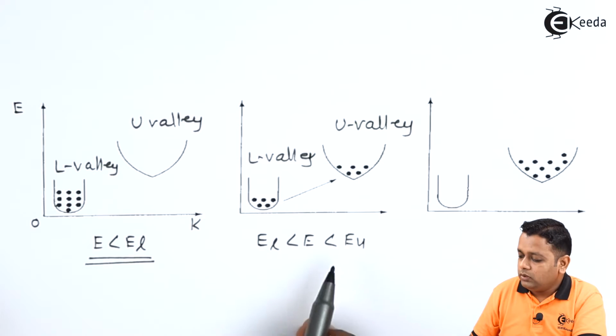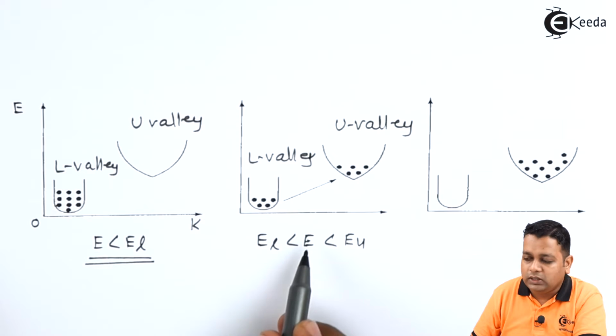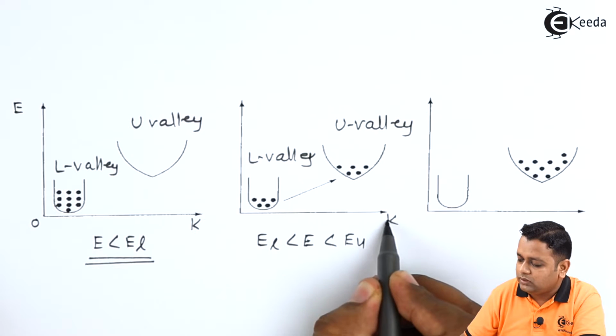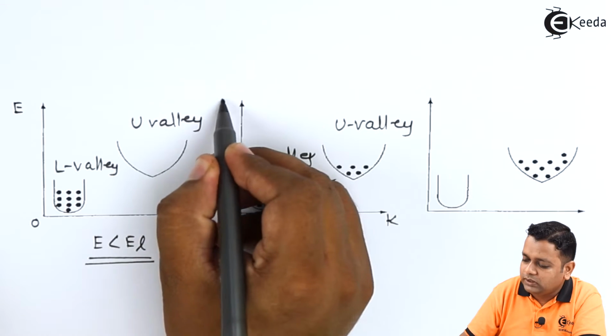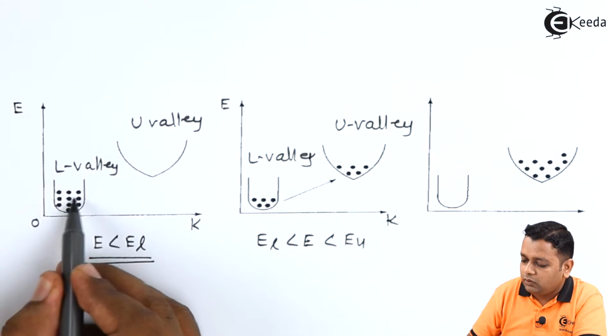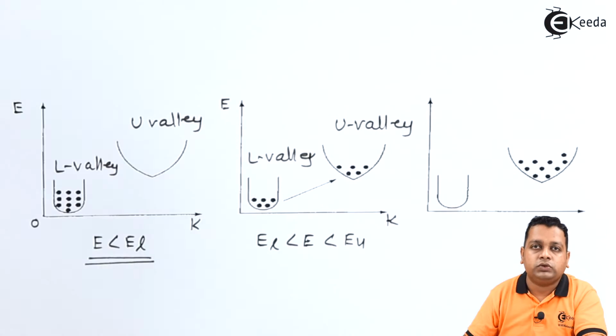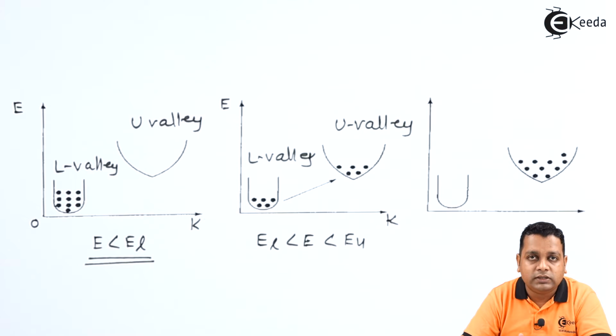and this is the U valley. So when the energy E has increased, EL is less than E, but E is less than EU. So on the same graph where we have K versus energy E, few of the electrons that were all inside the L valley have got shifted to the U valley. So I can say that when the energy increases greater than the energy level of the lower valley but less than that of the upper valley, few of the electrons start moving from the lower valley to the upper valley. This is exactly the transfer of electrons from one valley to another valley.